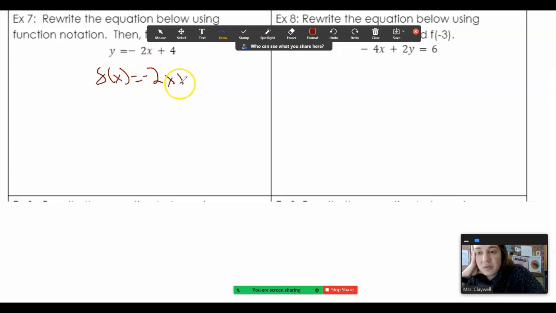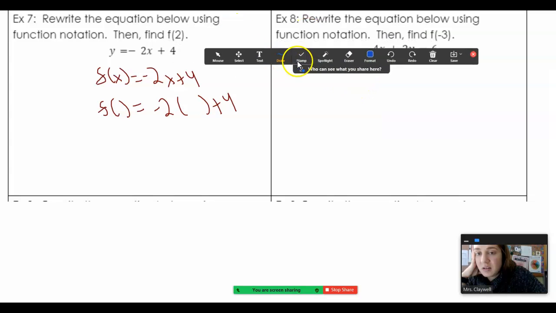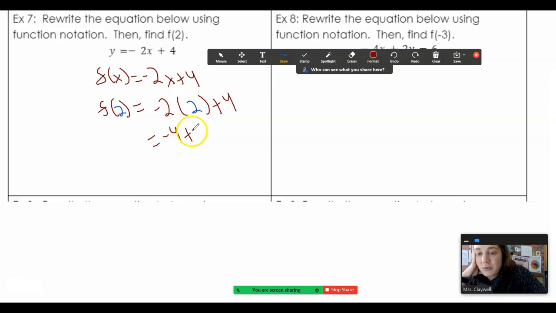So I'm replacing my y with an f of x, and then f of 2, so everywhere I have an x, I'm going to put in a 2. Negative 4 plus 4. F of 2 equals 0.